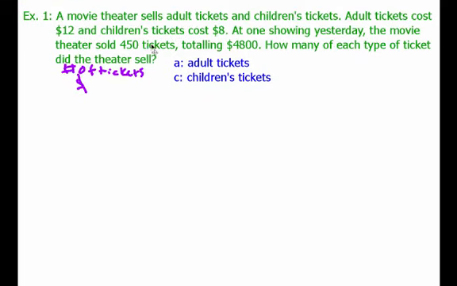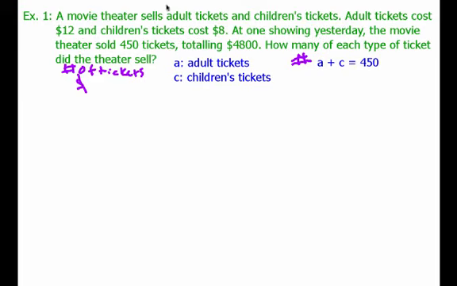So if I think about the number of tickets, it says there are 450, and that's made up of adult tickets and children's tickets. So I can say that A plus C equals 450, because the number of adult tickets plus the number of children's tickets gives me the total number of tickets, which is 450. All right. Now that's my equation for the number of tickets.